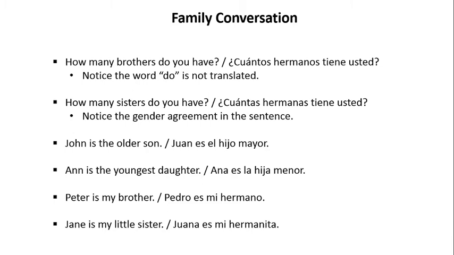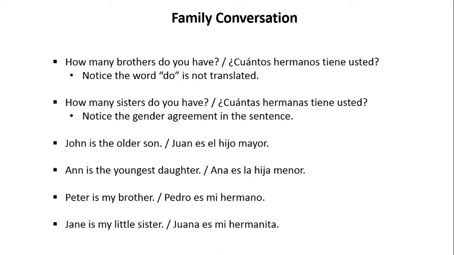Now, this slide contains some common family conversation. So let's start at the top. How many brothers do you have? ¿Cuántos hermanos tiene usted? Notice the word do is not translated. Now, how many sisters do you have? ¿Cuántas hermanas tiene usted? Notice the gender agreement in the sentence.